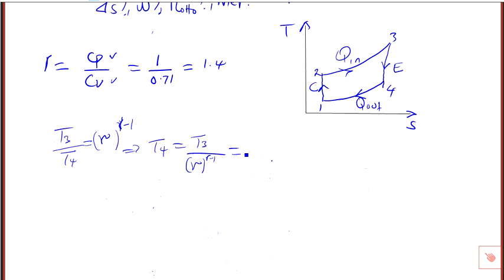Just slot in your values, and from there we have T3. T3 was found to be how many? Let me just confirm. 1838.39, and this divided by 6 to the power 1.4 minus 1 should give you T4 equals 897.79 Kelvin.